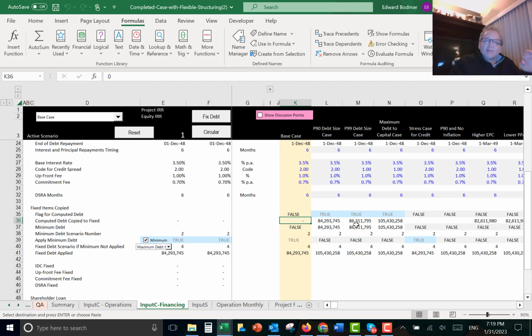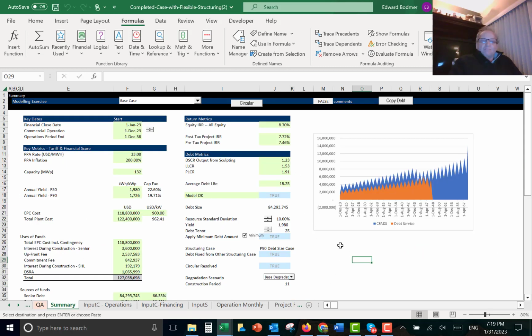You'll notice I'm going to fix the debt. We're going to copy the debt in. In this case I'm going to have a little selection where I take the minimum amount of the debt, or I can select the amount of debt we want to test. If that didn't mean anything, let me try to explain it with this one.